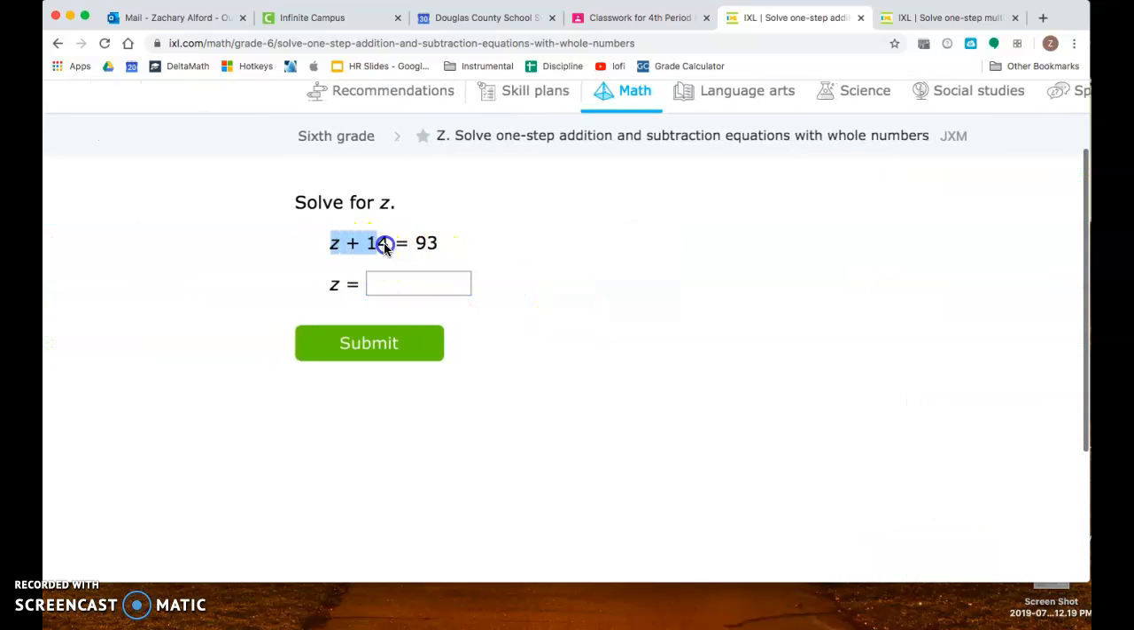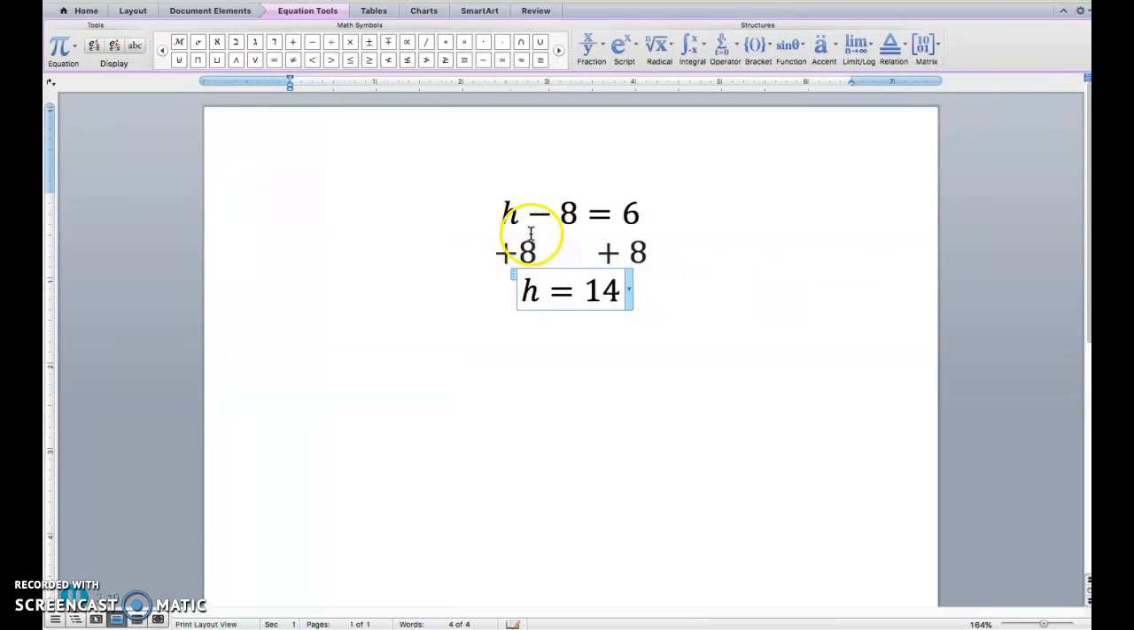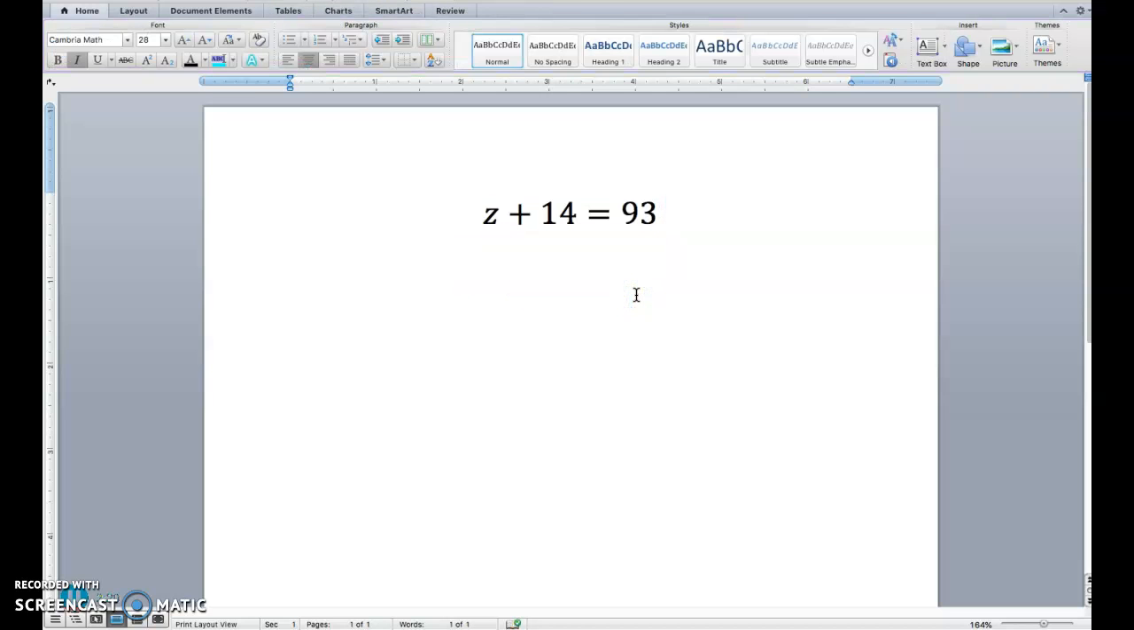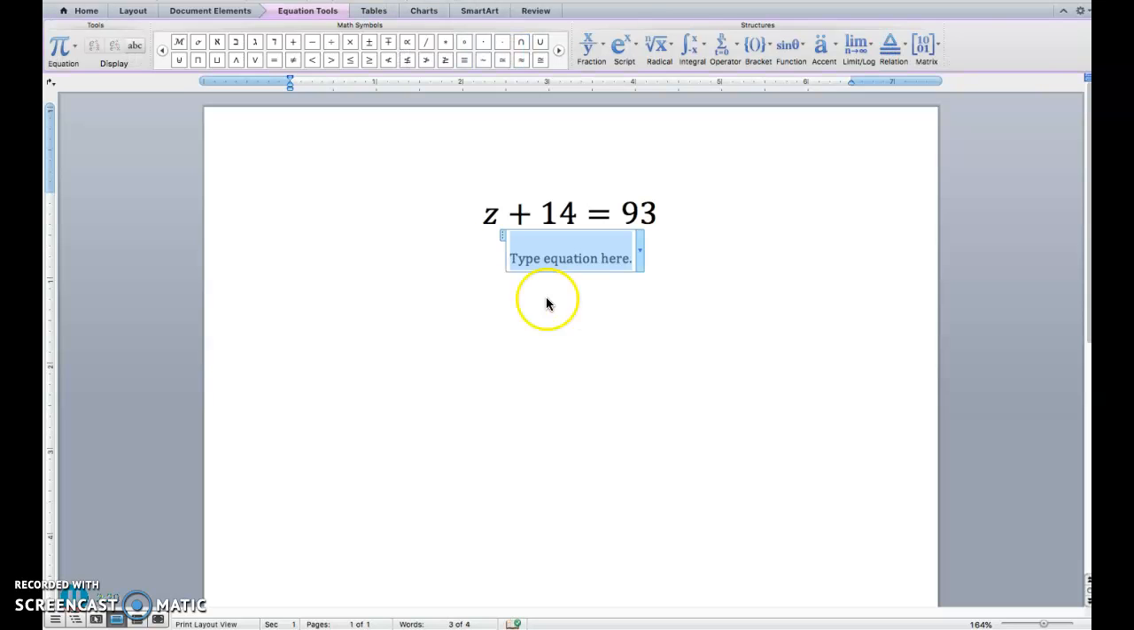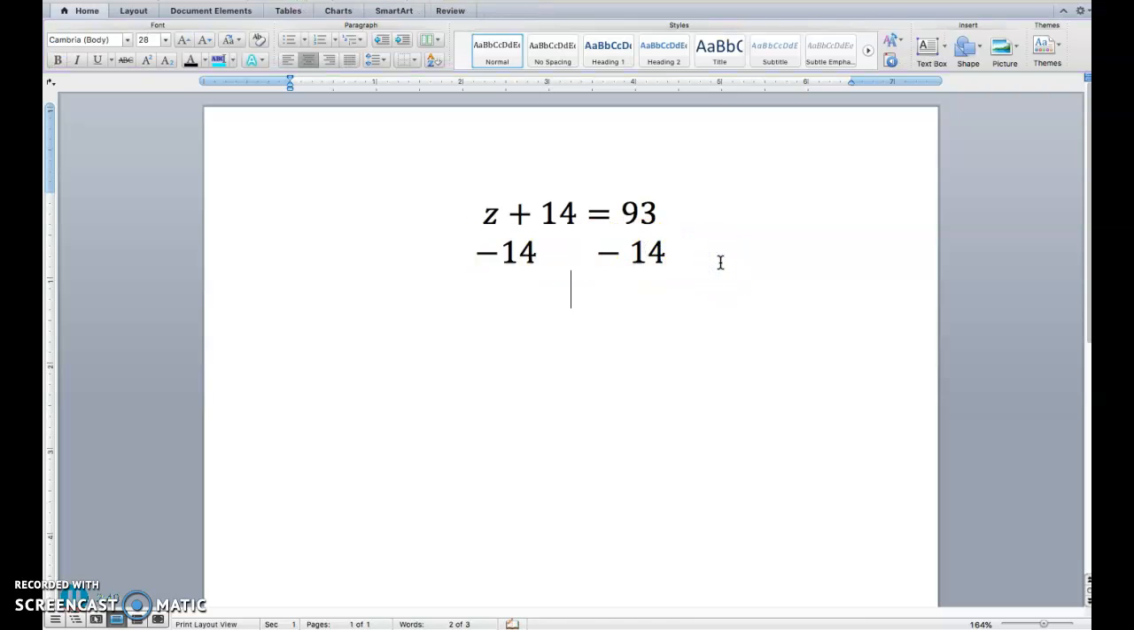All right, I want to skip to a harder problem. There's a harder problem. There we go. So z plus 14 equals 93. Z plus 14 equals 93. All right. So I need to undo adding 14. How do I undo adding 14? I subtract 14. Okay. If I subtract by 14 on the left side, I need to subtract by 14 on the right side.